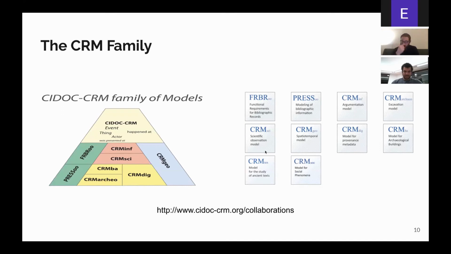So CRMsci is about laboratory processes. CRMgeo is an extension to try to match with standards in geoinformatic work. So talking about GIS and this sort of thing. CRMdig is for modeling provenance metadata in digitization processes. CRMba is an extension for looking at building archaeology and the structure of buildings. And there are two very cutting-edge models that we're working on. One on CRMtex for looking at ancient texts, and CRMsoc, which is for modeling social phenomena.